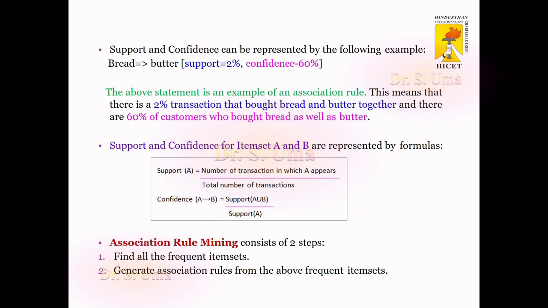Now let us see what is meant by association rule mining. It consists of two steps. In the first step, we find all the frequent item sets, and in the second step, we generate all the association rules from the above frequent item sets.